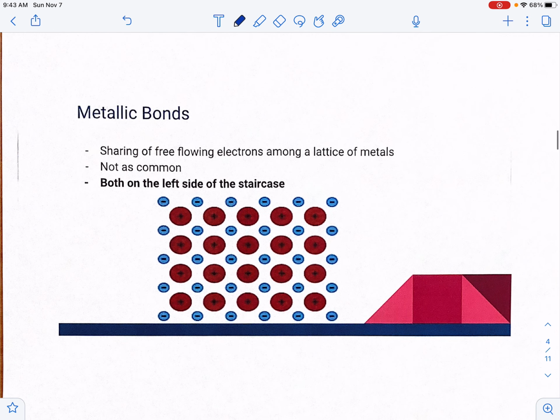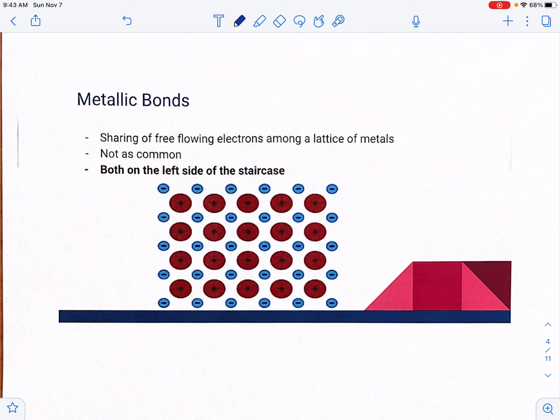Okay, then we have our metallic bonds. So these are a little less common. We don't do a whole lot with metallic bonds. This is when there's a sharing of free-flowing electrons among a lattice of metals. This is what a lattice looks like.